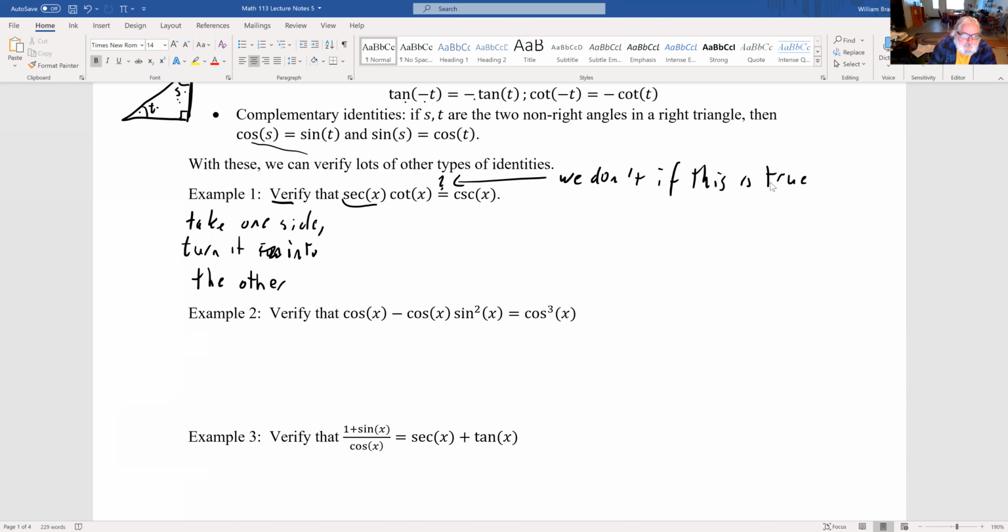So this is the left-hand side, so we'll call that LHS. This is the right-hand side, we'll call that RHS. So my left-hand side is equal to secant of x times cotangent of x. So how can I simplify that? Well, secant and cotangent, I'm not too familiar with that. So one way you can deal with this is to turn everything into sines and cosines.